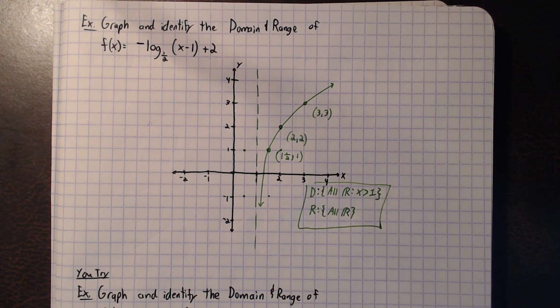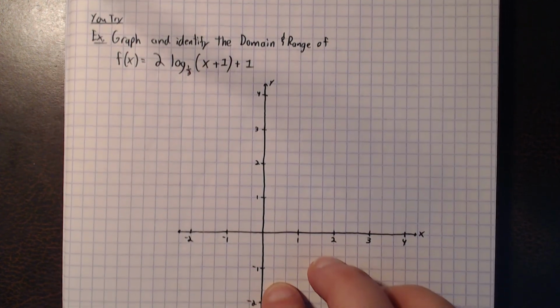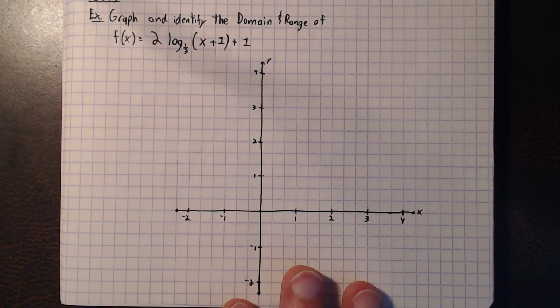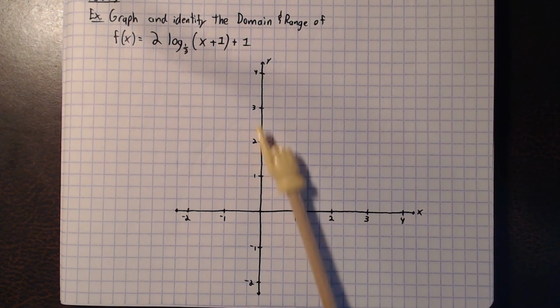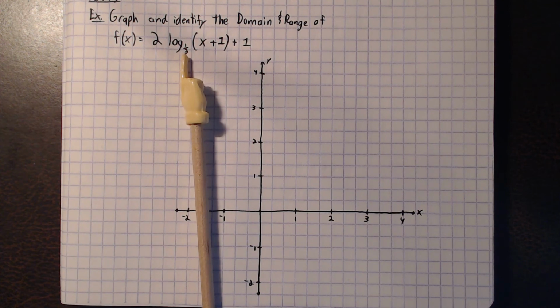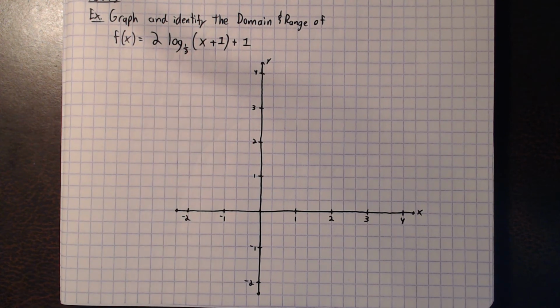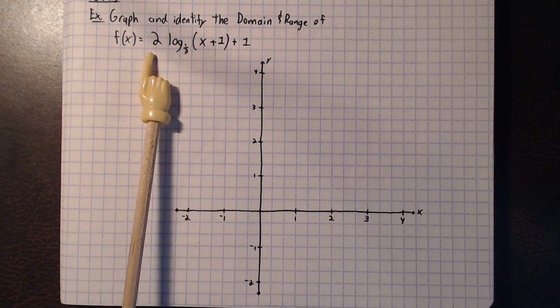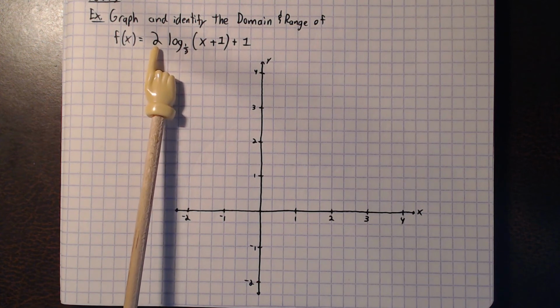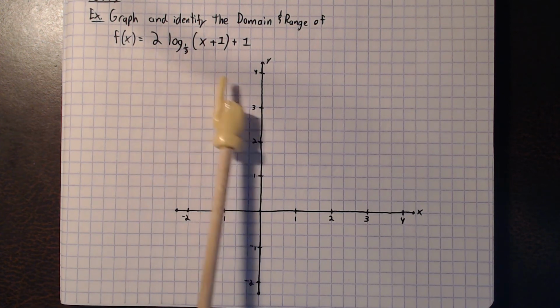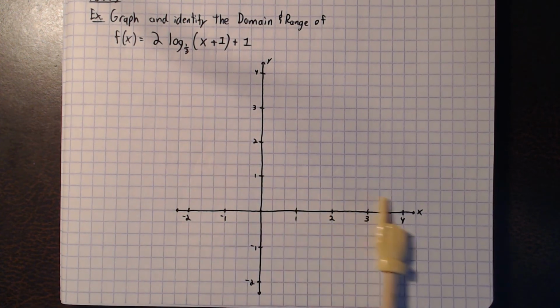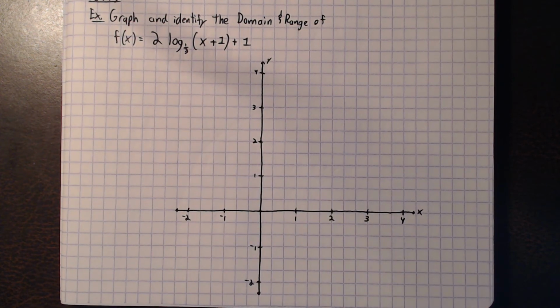So you have one more to try on your own. Notice how I set up my graph. I have 3 boxes in between to match my base of 1/3. Okay, you're going to need that. Also recognize that this is 2, not negative, so we still want our graph to kind of look like this in the end. So try this one, pause the video, and resume it when you're ready to check your solution.